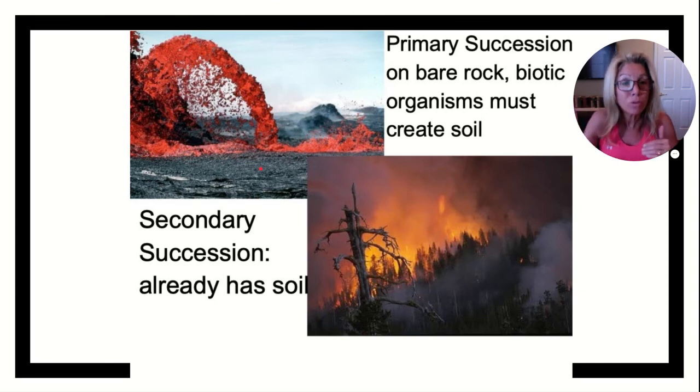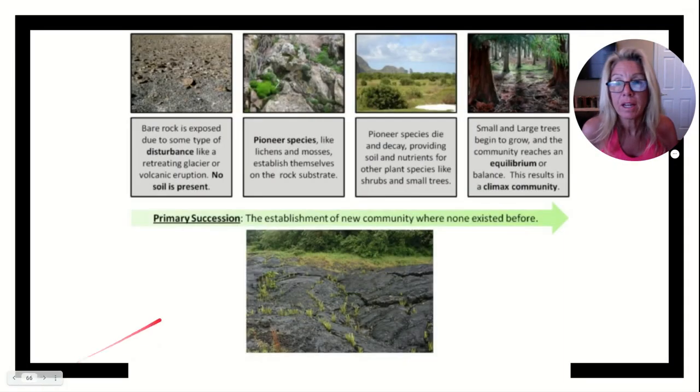And I bet between the two of these, primary, when you start at primary where it's just bare rock, that's going to take a lot longer, right? Secondary succession would be as a result of a forest fire, so you at least already have soil. So primary succession, you start without soil. You're on rock, like a newly formed volcanic island.